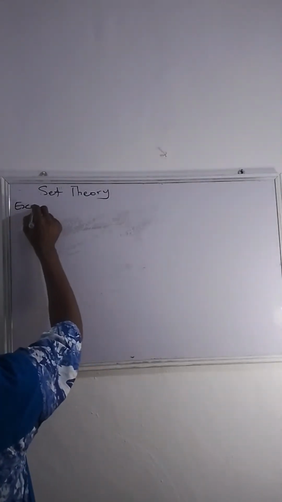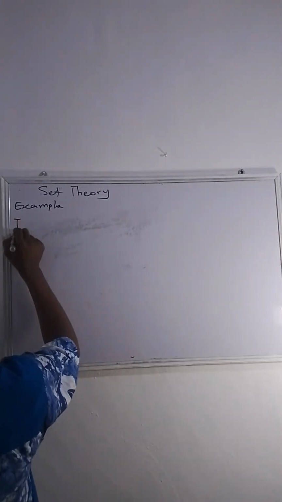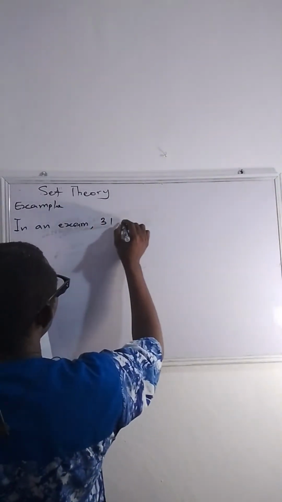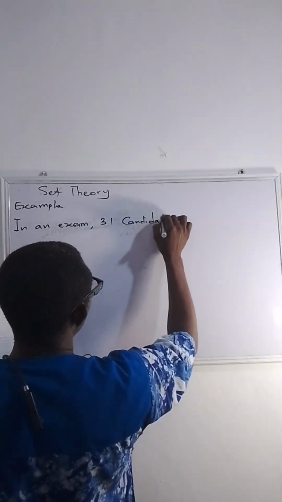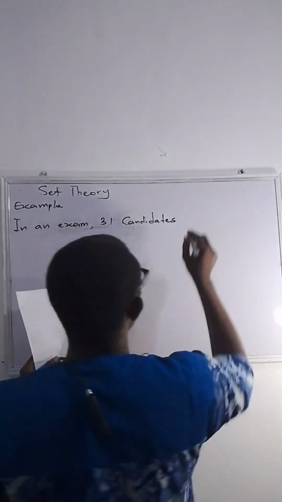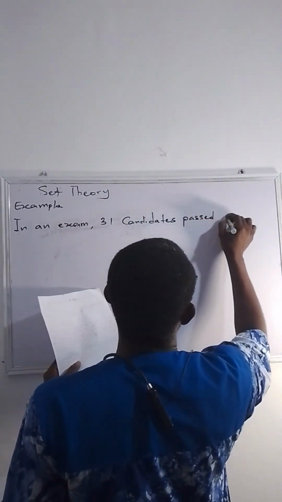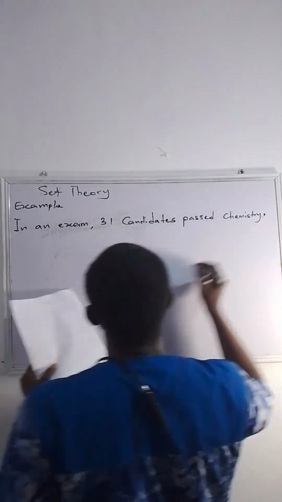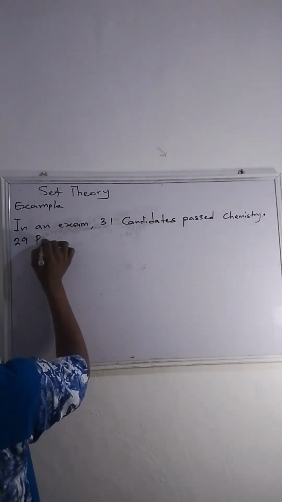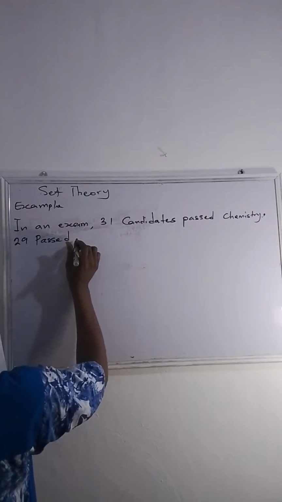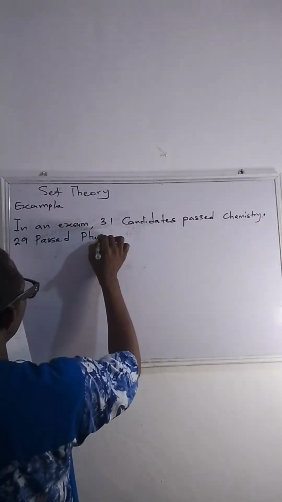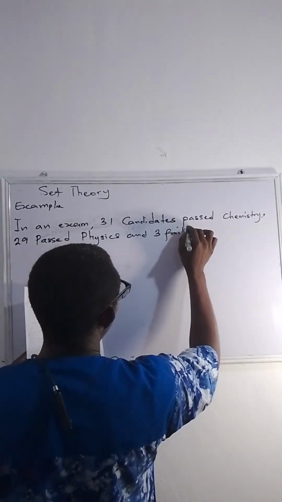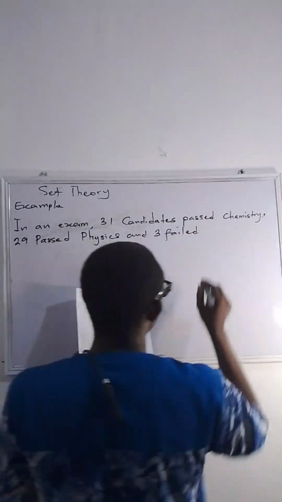Now the first one, in an exam, 31 candidates passed chemistry, 29 passed physics, and 3 failed both subjects.